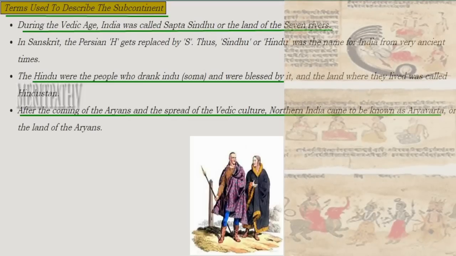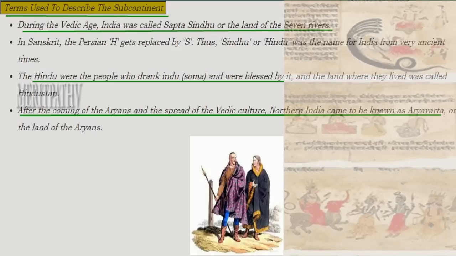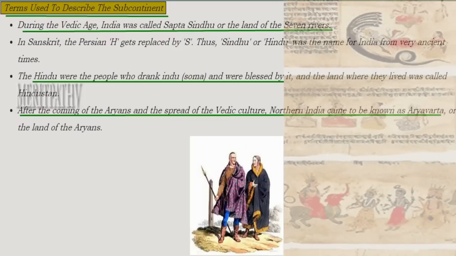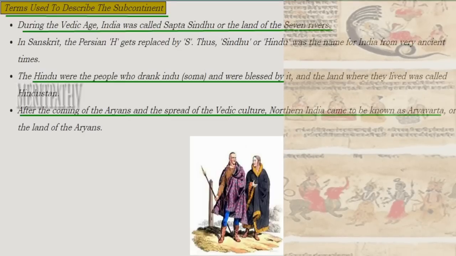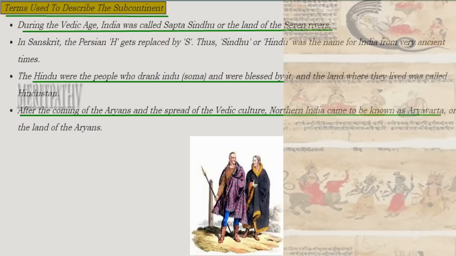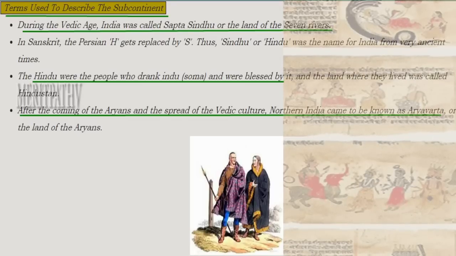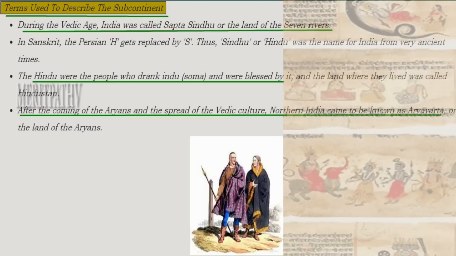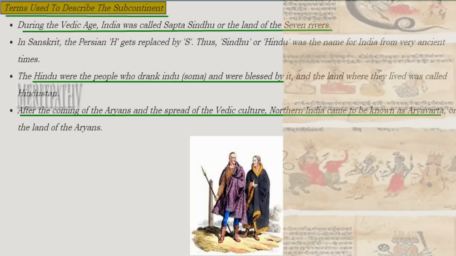The terms used to describe the subcontinent. During the Vedic period, India was called Sapta Sindhu or the land of seven rivers, and in the Sanskrit language the Persian H gets replaced by S, and Sindhu or Hindu was the name for India from very ancient times. Hindus were the people who drank Indu, that is Soma, and were blessed by it, and the land where they lived was called Hindustan. After the entry of Aryans into India, Vedic culture spread. Northern India was known as Aryavarta or the land of Aryans.